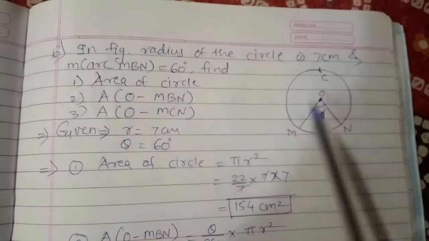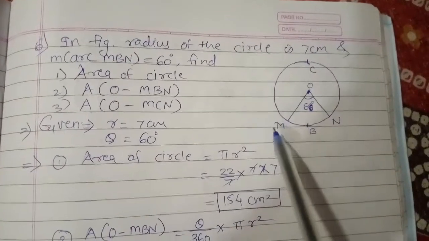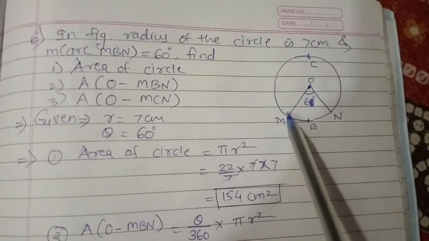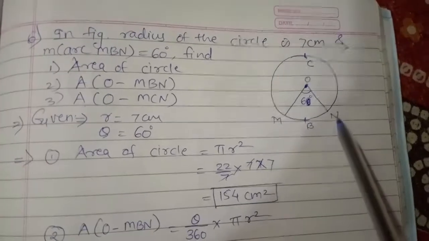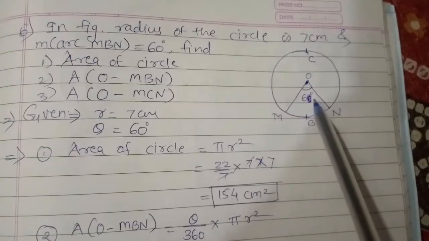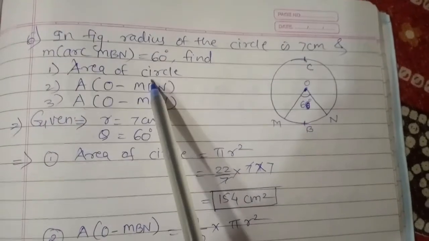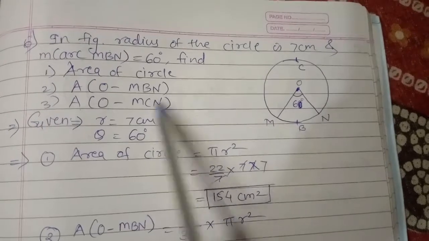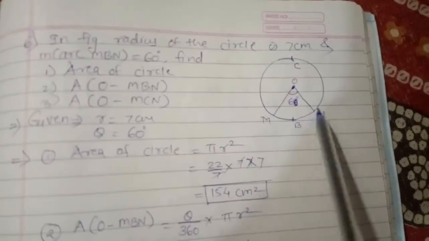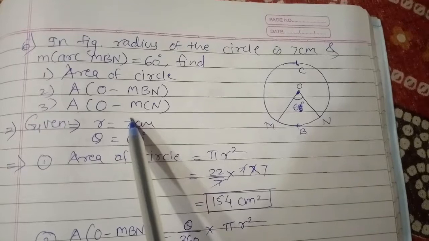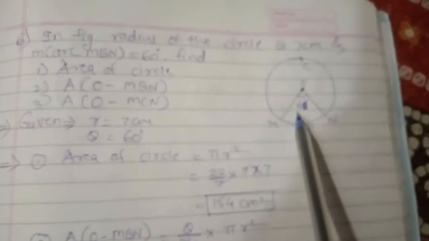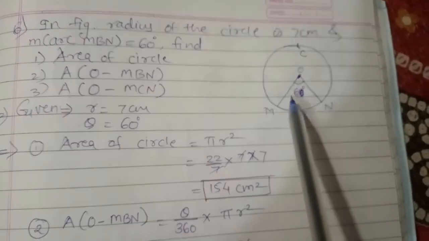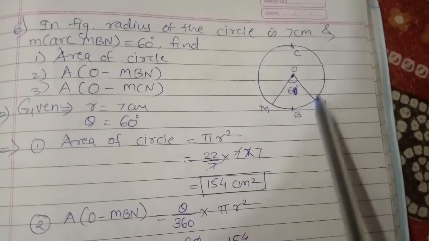So you are given that the radius of the circle is 7 centimeter and the measure of arc MBN, the measure of this arc, is given as 60 degree. So you have to find out the area of the circle, the area of sector O dash MBN, that is this total arc, and also we have to find out the area of O dash MCN. So this is the major arc.